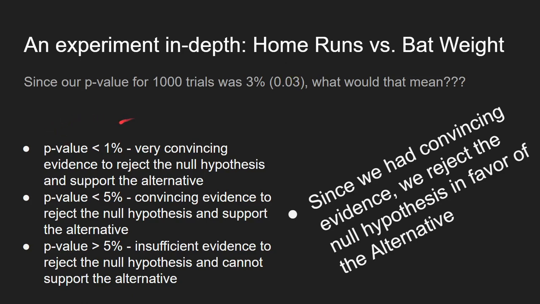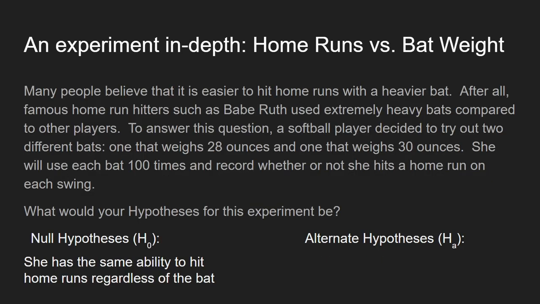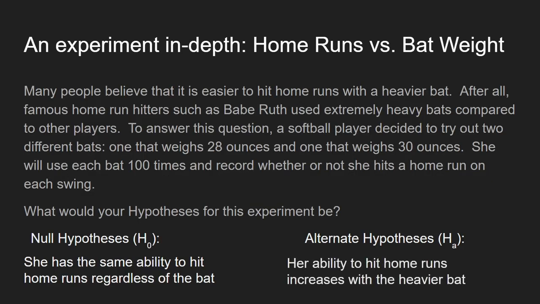We want to figure out what that would mean. So remember, with a p-value, we have our general rule of thumbs. If p-value is less than 1%, or less than 0.01, we say that that is very convincing evidence to reject the null hypothesis. So very convincing evidence that whatever our alternative hypothesis is, in this case, our alternative hypothesis was her ability to hit home runs increases with the heavier bat. We say that this null hypothesis, the same ability to hit, goes away.